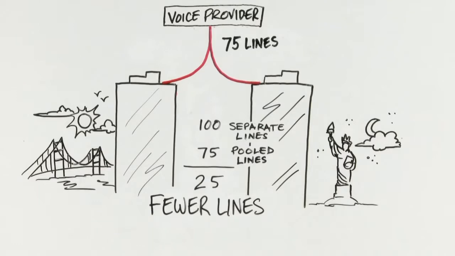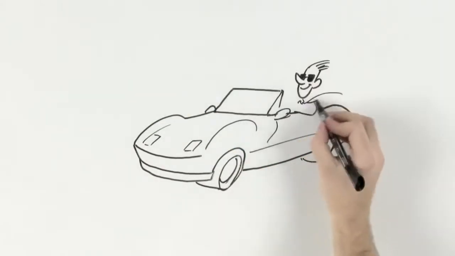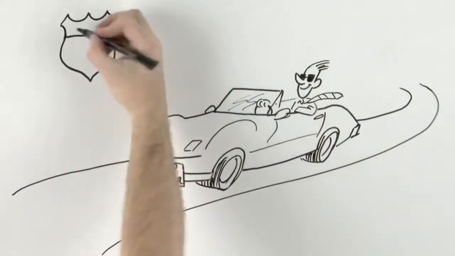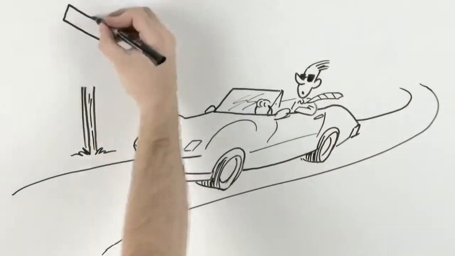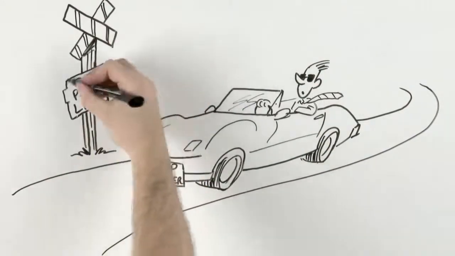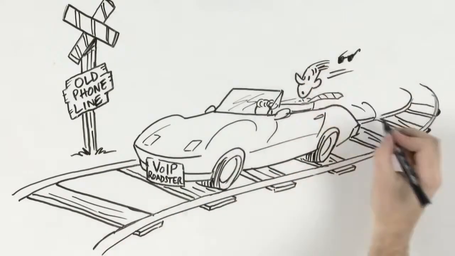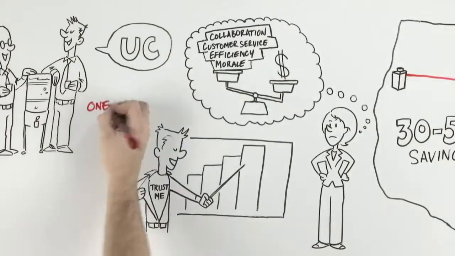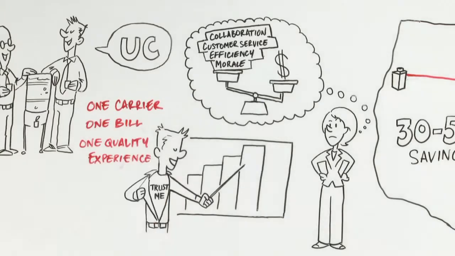Finally, Level 3 provides their SIP trunking services over an all-IP network, which means there are no protocol translations. Traditional phone companies send their SIP calls over their existing telephone network, which is like putting a car on a railroad track. It's possible, but certainly not optimal. With Level 3, you get one carrier, one bill, and one quality experience.